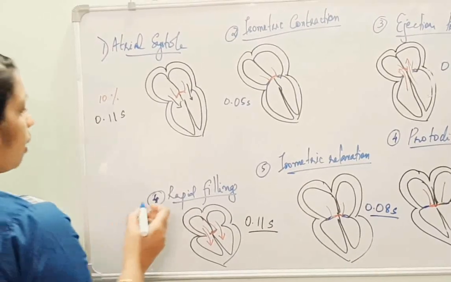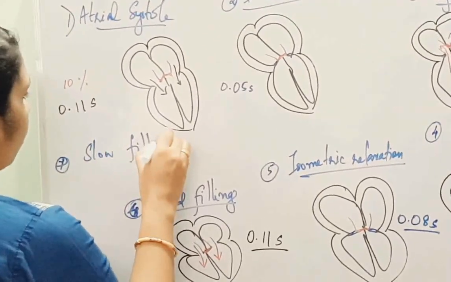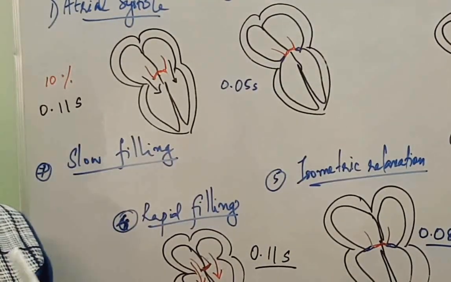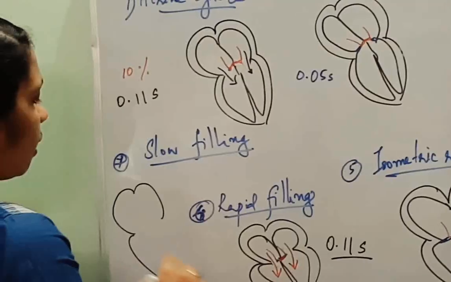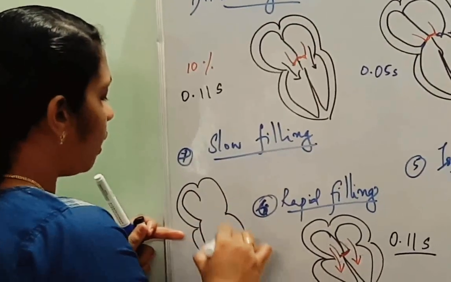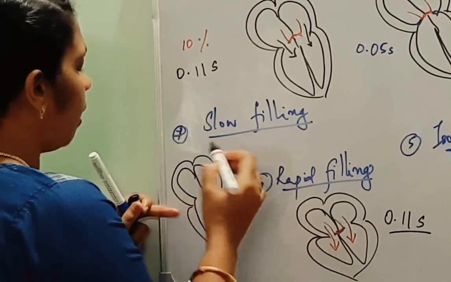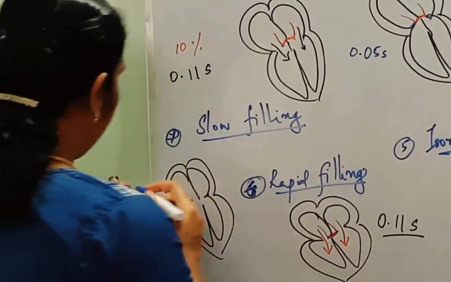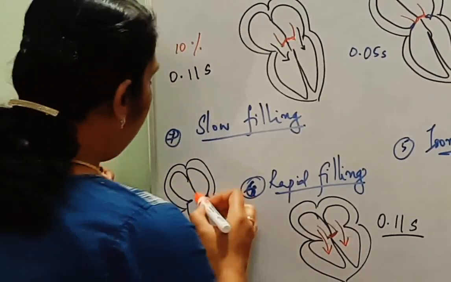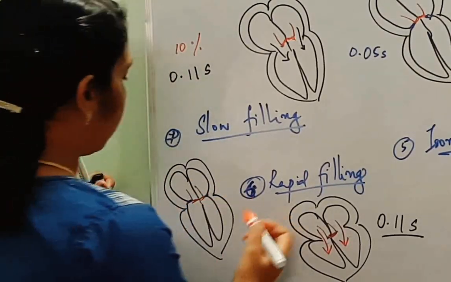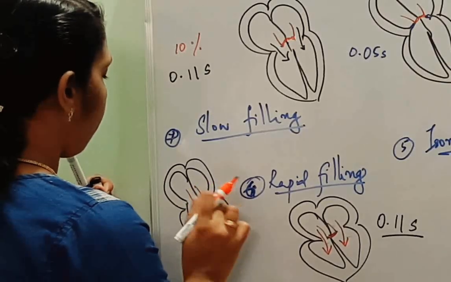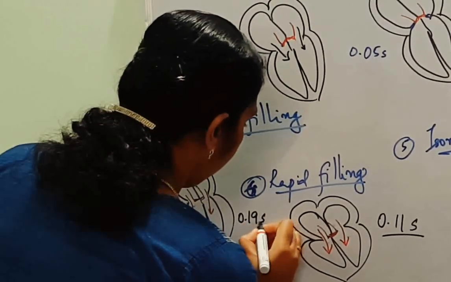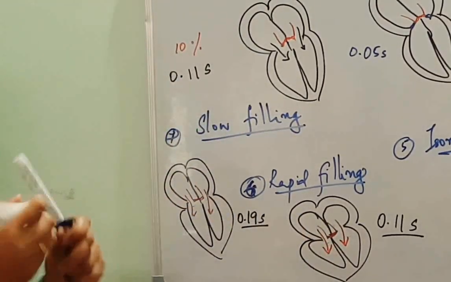Next step is slow filling. So, this marks the end of rapid filling, and in case of slow filling, 20% of blood which is in the atria will be flown towards the ventricle. Okay, 20% of blood in the atria will be flown towards the ventricle, and the time taken for this is 0.19 second. You understand? So, this is the 7th step.